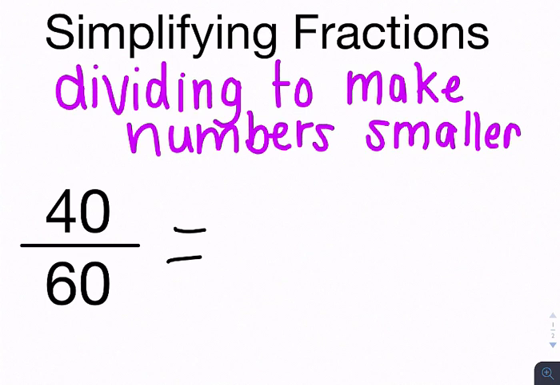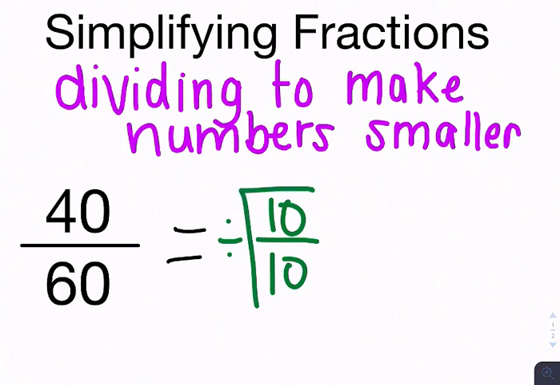And the thing that I want you to think about with 40 and 60 is what is a number that goes into both 40 and 60 evenly? And when I look at these numbers, the first thing that jumps out at me is they both end in 0. So they're both multiples of 10. So I know for sure right now that I can divide this by 10/10, and I know that it's equivalent because I'm going to divide by a giant 1. 10 over 10 is really the same as 1. So I'm not changing the value of this fraction. I'm just making my numbers smaller.